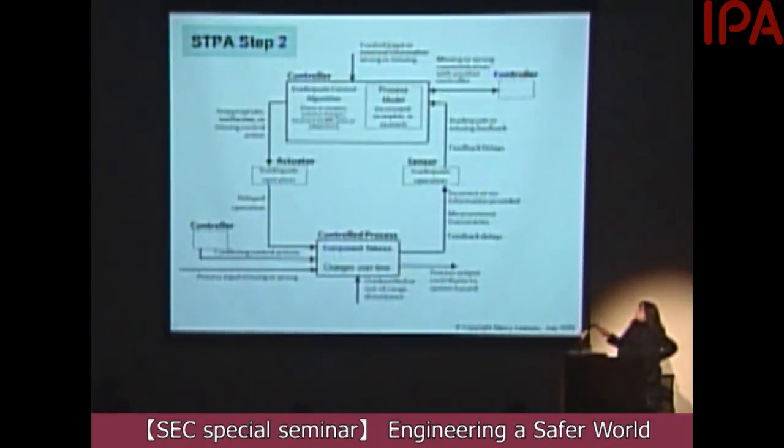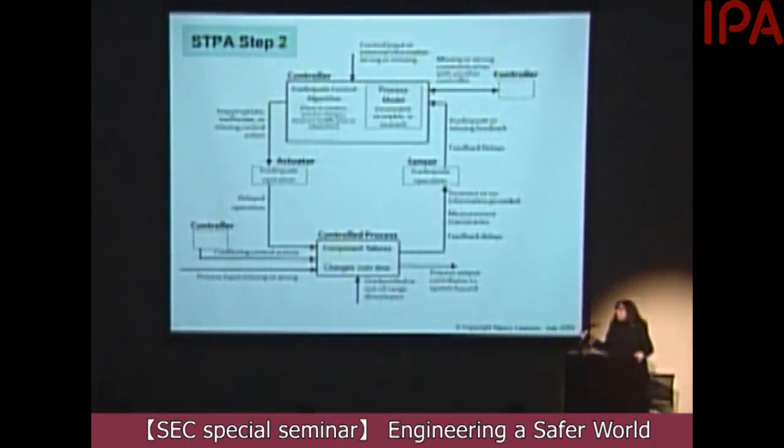In addition, the actuator may not operate adequately. There may be delayed operation. The components may fail in the controlled process. We still do have component failure, and we still have to handle that. But if we just say in the controller, the software, it failed, that doesn't provide us with any information at all. There may be feedback delays, measurement inaccuracies, incorrect or no information provided. The sensor may not operate adequately, which may further delay the feedback, and so on.